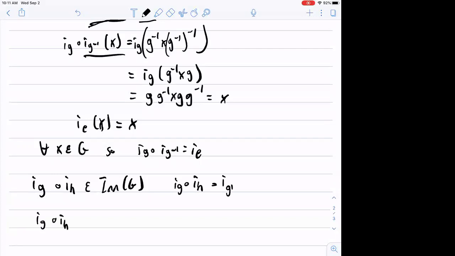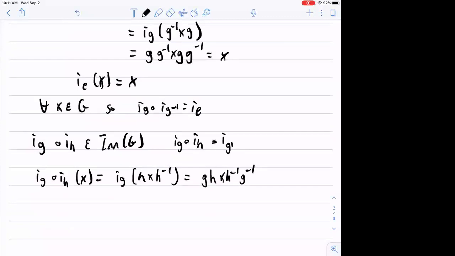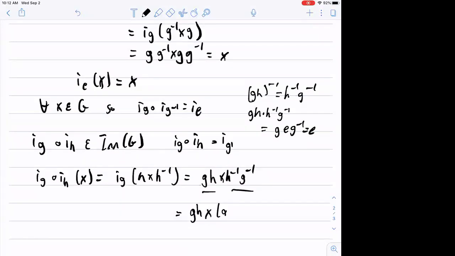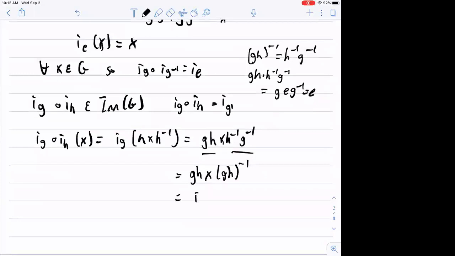So I_g composed with I_h of x is equal to I_g of hxh⁻¹, which is equal to ghxh⁻¹g⁻¹. Now, if you recall, the inverse of gh is h⁻¹g⁻¹, because gh times h⁻¹g⁻¹ is geg⁻¹, which is e. So this is just the inverse of gh, and we can rewrite this as (gh)⁻¹. So you can see that this is just I_{gh} of x. So it's actually closed. When you compose two inner automorphisms, you get an inner automorphism.